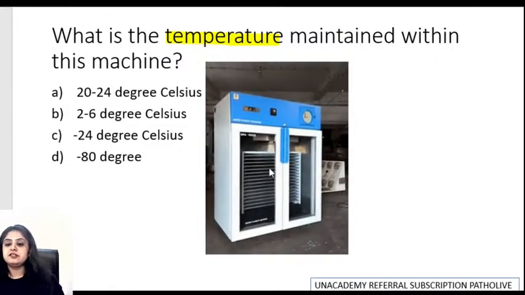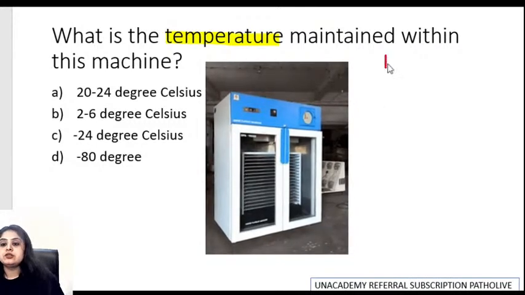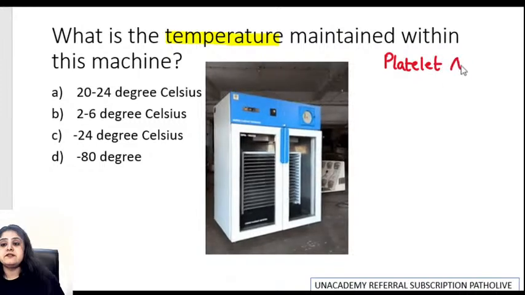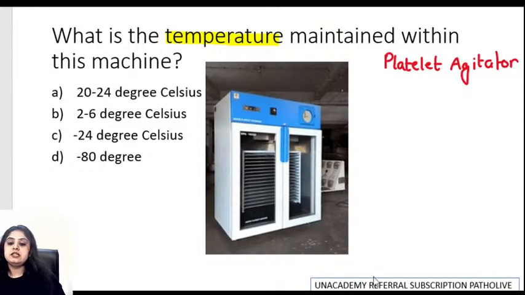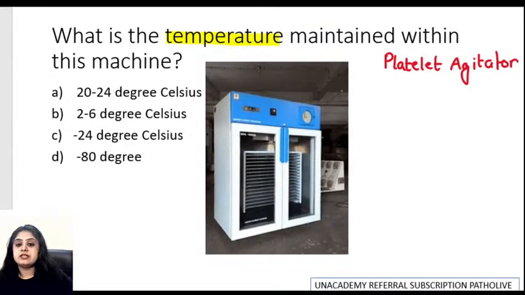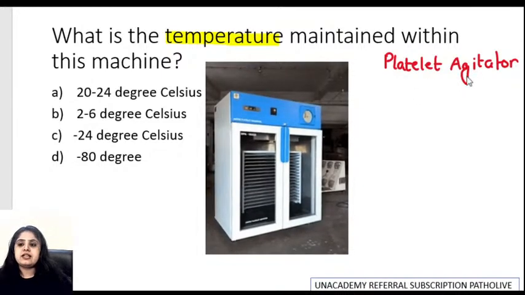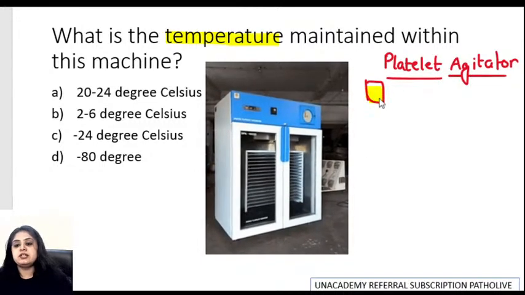As you can see, the plates are moving. This is a constantly agitating machine. The constant agitator machine is referred to as the platelet agitator. If you ever happen to go to a blood bank, this is definitely a machine that you will see there. So if you ever happen to go, please do look at it. This machine which is moving left and right, that is an agitator. A bag of platelets will always be kept in this agitator.